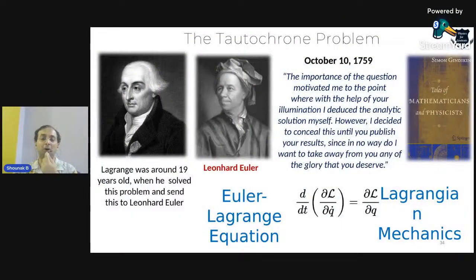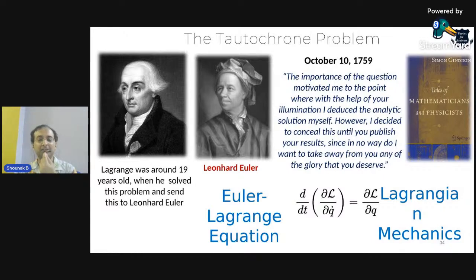And Farkas Bolyai, who was Janos Bolyai's father, was told, "I don't think that your son has done a great job because I have already published it." But history tells that Gauss never discovered non-Euclidean geometry. It was Lobachevsky and Janos Bolyai. But anyway, it shows the genius of Leonhard Euler, not only as a mathematician, but it tells how great a person he was. And that is how Lagrangian mechanics, or the Euler-Lagrange equation, was actually born.